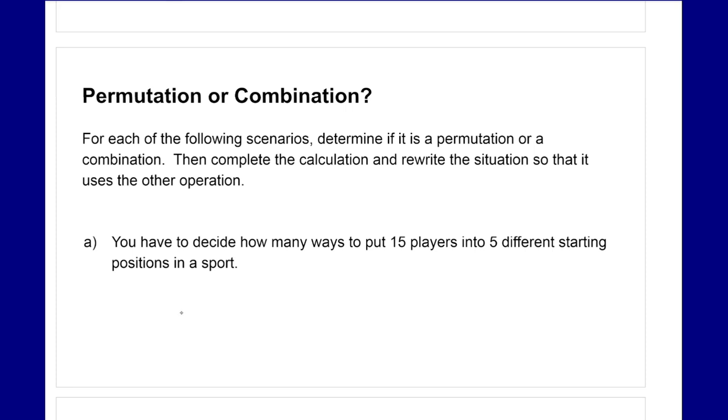So in this case, this would be a permutation, 15 pick 5, or 360,360 ways. Now, if we wanted to rewrite it so that it used the other method, you might say, how many mini teams of 5? If I wanted to make a mini team of 5, I have 15 people trying out, and I want to make a team of 5. It doesn't matter who gets picked first. They're still on that same team, right? So that's a different way you could word it.